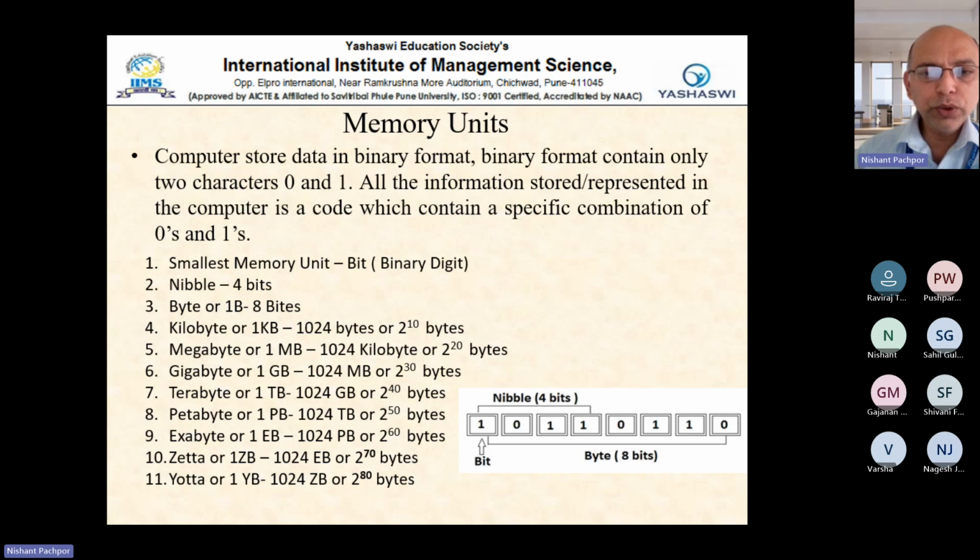So these two characters मध्ये जो data stored होतो, that data is stored on your secondary storage, that data is stored on the primary storage.